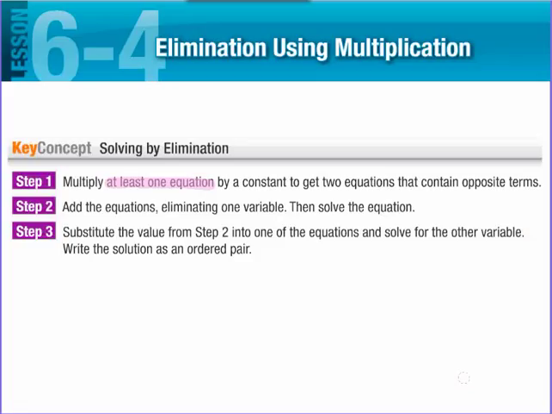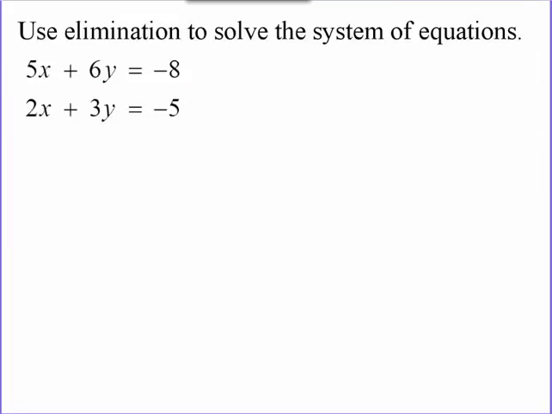So basically, we've already done step 2 and 3. We're adding step 1. And this might not make a whole lot of sense right now until we look at an example. If we look at the first example here, it says use elimination to solve the system of equations. And if you look here, you can't eliminate a variable right away. So we have to somehow manipulate the equations so we can.